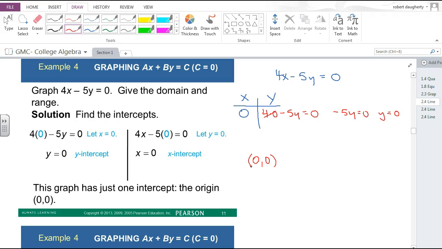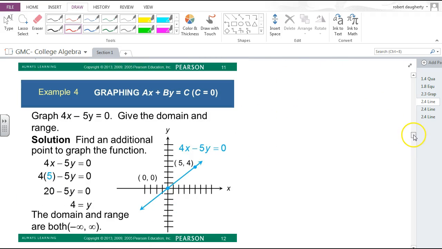Now, remember when x is 0, that's the y-intercept. When y is 0, that's the x-intercept. This is both the x and the y-intercept. So that tells me that my graph goes through that point. When I start to graph this, (0, 0) has to be on the graph somewhere. Now, I just need to pick another point.